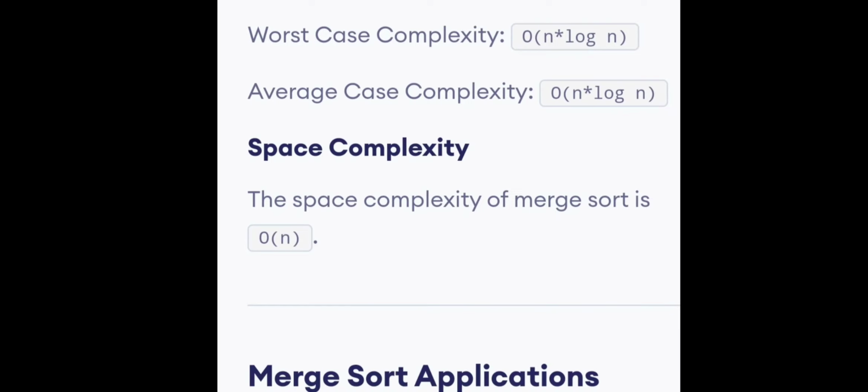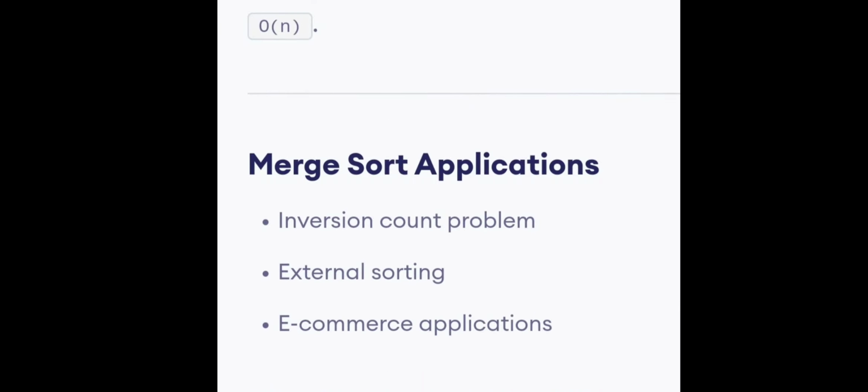Then comes space complexity, how much space is occupied by merge sort. The space complexity of merge sort is order of n. Applications of merge sort: inversion count problem, external sorting, e-commerce applications. These are the applications of merge sort.